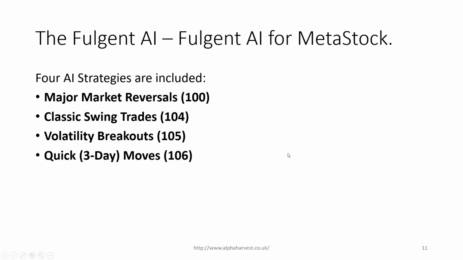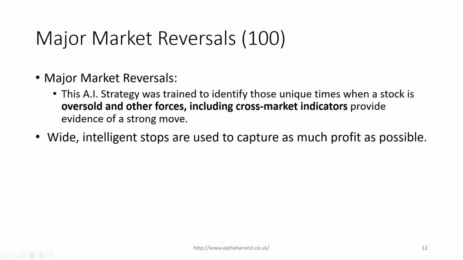That brings us back to our 4 strategies: major market reversals, classic swing trades, volatility breakouts, and quick 3-day moves. Now, for the major market reversal, this AI strategy was trained to identify those unique times when the stock is oversold and other forces, including cross-market indicators, provide evidence of a strong move. So I like the major market reversals. These are really significant trading opportunities. Wide intelligent stop losses are used to capture as much profit as possible. The AI adjusts for volatility and incorporates that into a trailing stop loss.